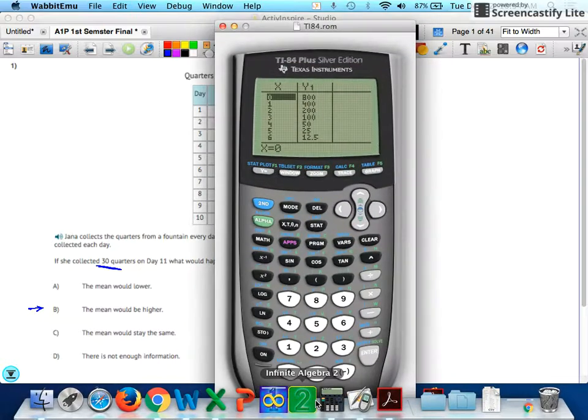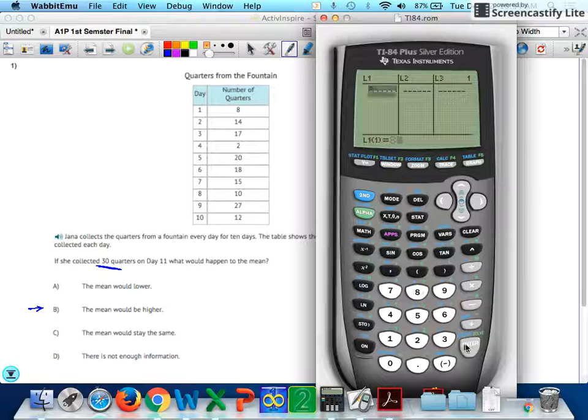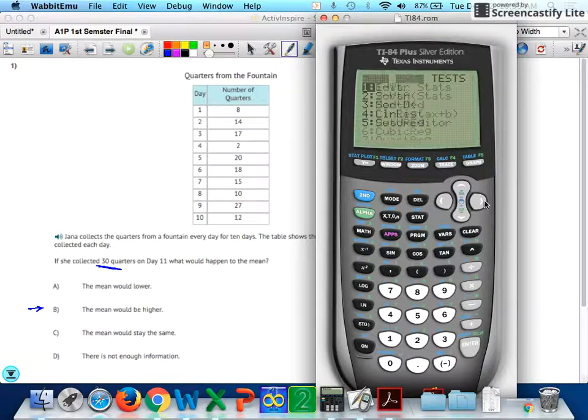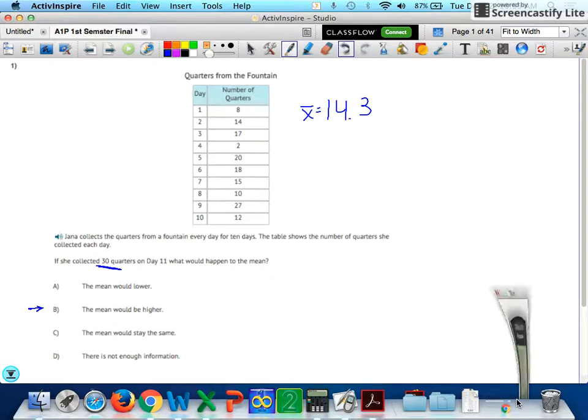If you add in a higher number, it's going to bring your grade up. But just to be safe, we can go into our calculator, go into stat, edit our list 1. We've got 8, 14, 17, 2, 20, 18. And there's our 10 pieces of data. We can stat, calculate, and our one variable statistics of list 1 means our mean is 14.3. That's our original.